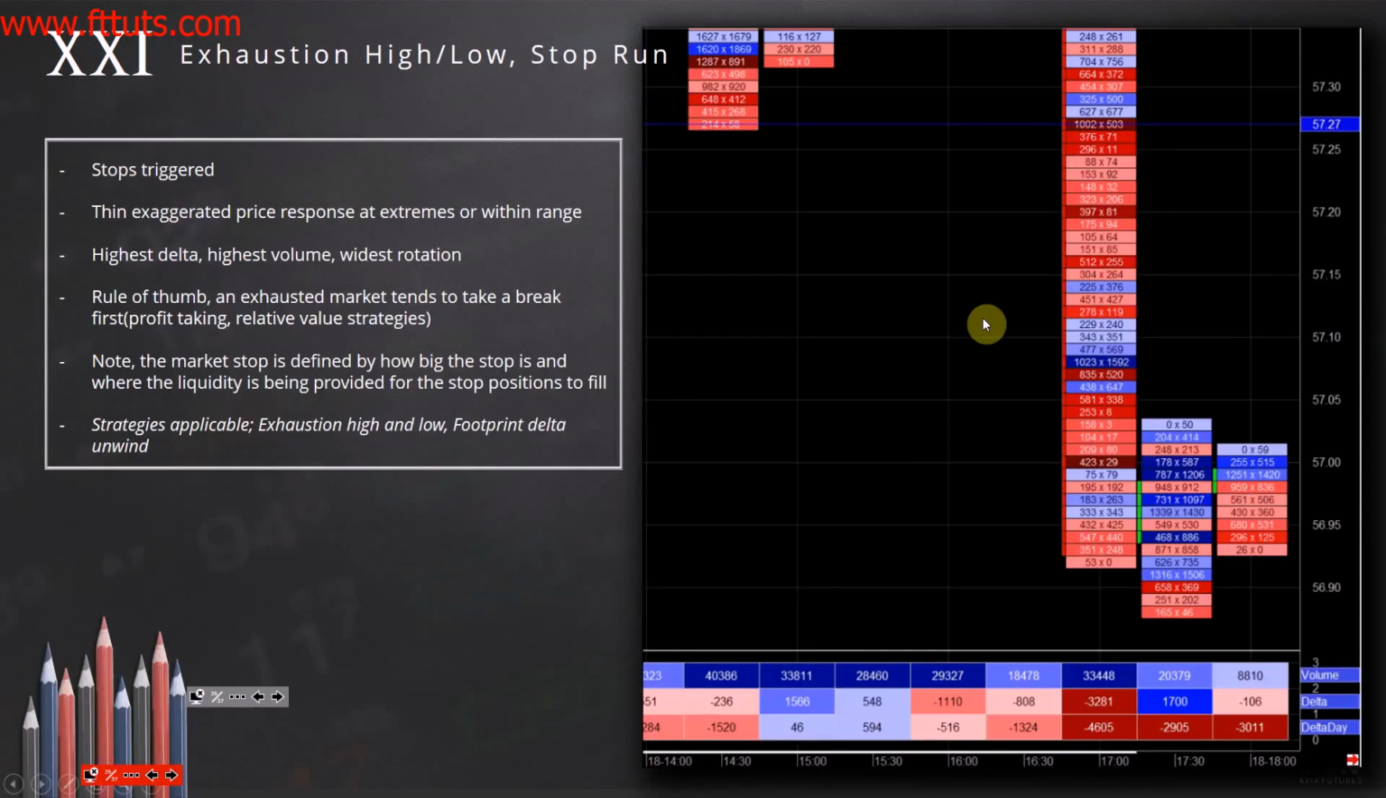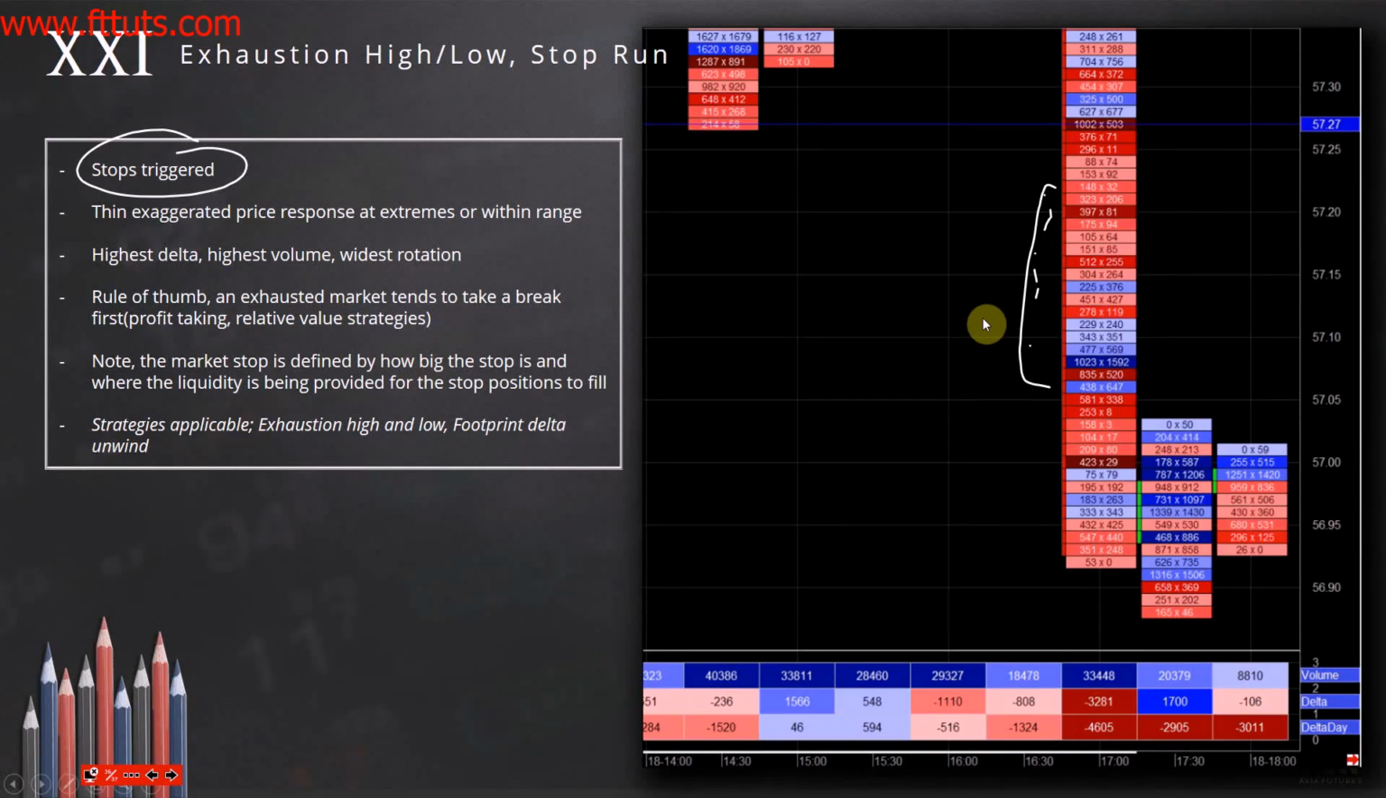Now, the next principle we're going to cover is the exhaustive high and low, also known as a stop run. Okay, so in essence, it's nothing more than stops triggered. Now, stops can be triggered in a number of ways. Either someone can hit the market and they can take out a number of prices, or they can begin the process of stopping down, where they simply just paying down.